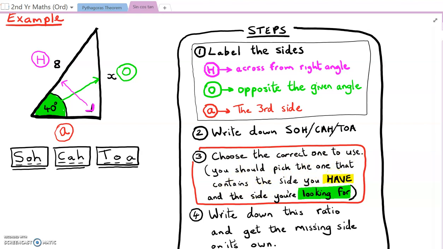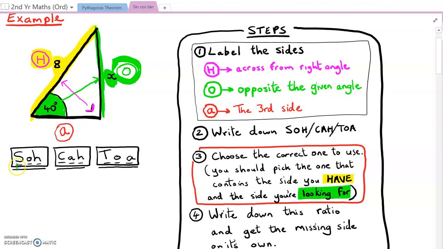Okay. Which side do I have? I have this side, because I've been given it. It's 8. And which one is that? That's the side H. Okay. And the one I'm looking for, well, which one am I looking for? I'm not looking for this down here. They don't want this side down here. They want this. This is the one I'm looking for, x. So I'm looking for O.